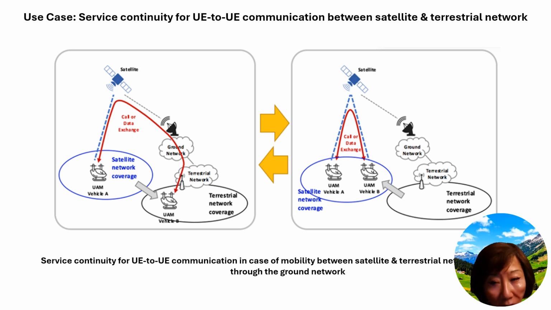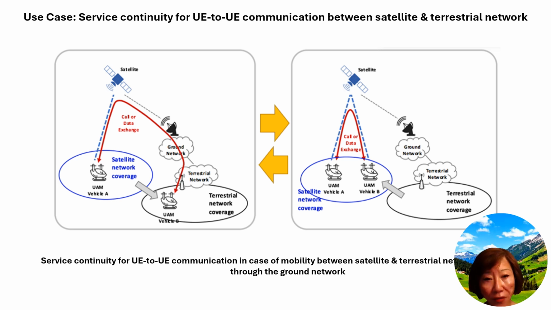Stage 1 on the left frame, both UAVs, Vehicle A and Vehicle B, are within the satellite network coverage area. They're communicating directly through the satellite, as shown by the red line passing through the satellite. Vehicle B is near the edge of the satellite coverage area and close to the terrestrial network coverage area.